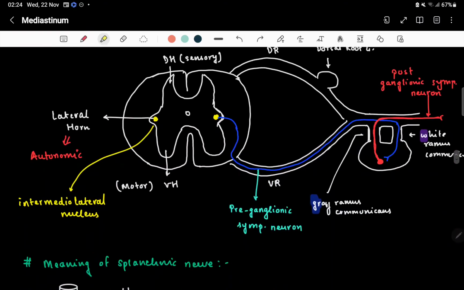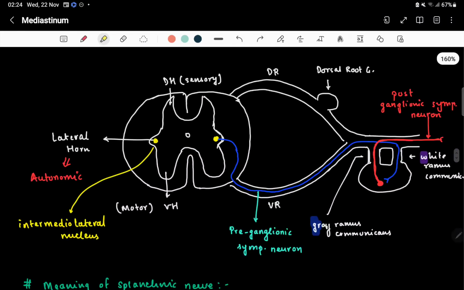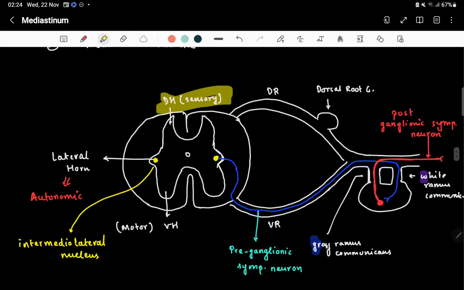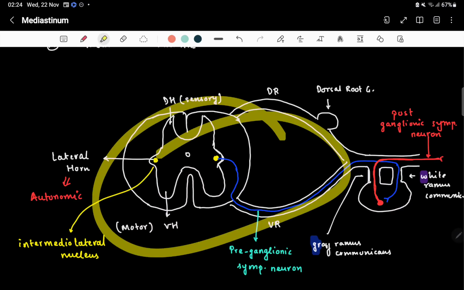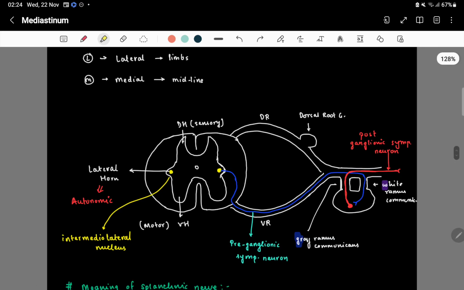You can see the dorsal root is sensory, the ventral root is motor. This is a basic discussion of the spinal cord. This is the dorsal root and the ventral root, the dorsal ramus and the ventral ramus. The dorsal root ganglion is present on the dorsal root. It is converging and forming another ramus, this one is a gray ramus communicans, and this one is a white ramus communicans.